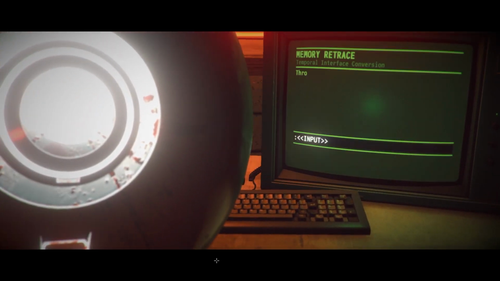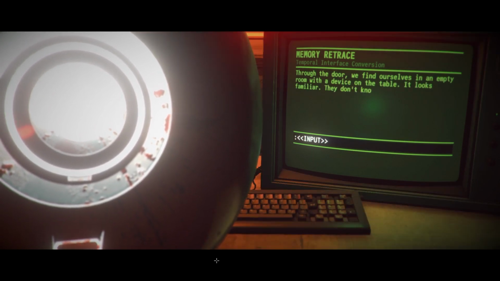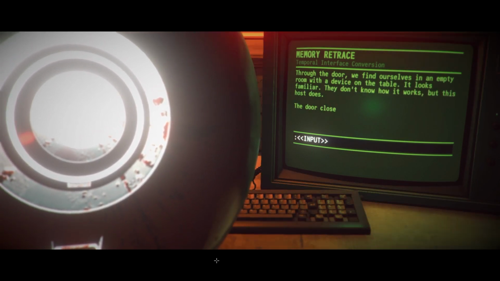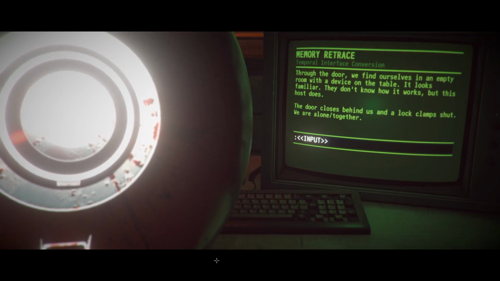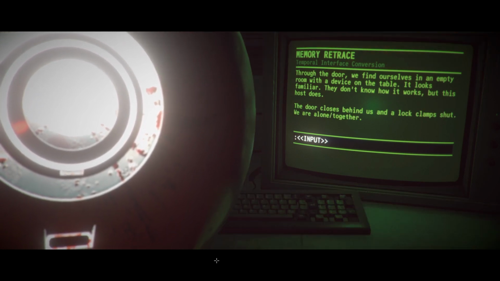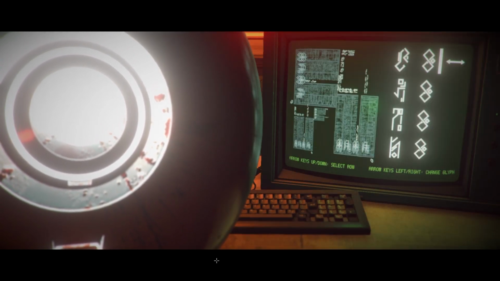Alright. Through the door, we find ourselves in an empty room with a device on the table. It looks familiar. They don't know how it works, but this house does. The door closes behind us and a lock clamps shut. We are alone, together. Use device.